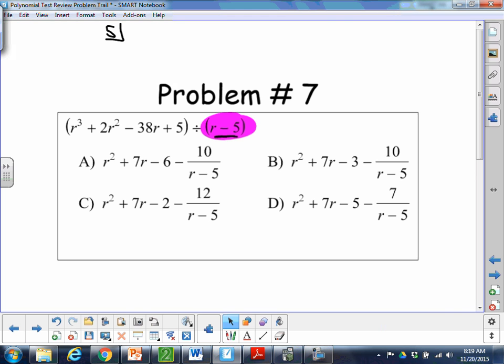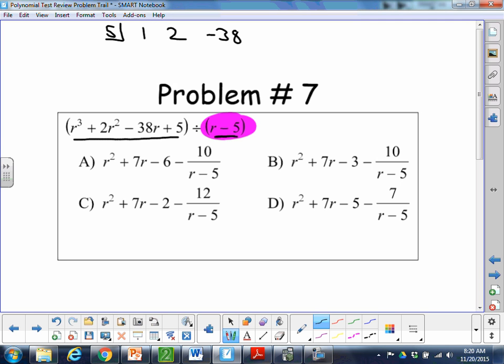Okay, so coefficients from the thing we're dividing are just a positive 1 r cubed, positive 2 r squared, negative 38r, and then a 5. Now I was being careful, making sure that we didn't skip anything. Make sure you have third power, second power, first power. If we had any missing, we'd have to use zeros in their place, so just be careful there.